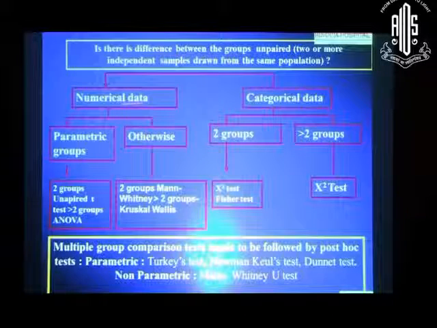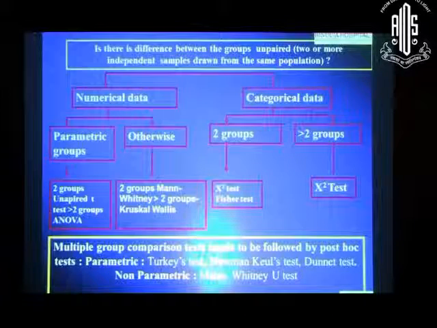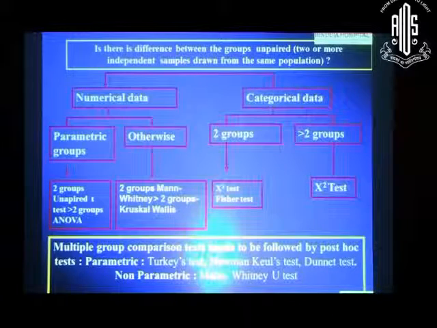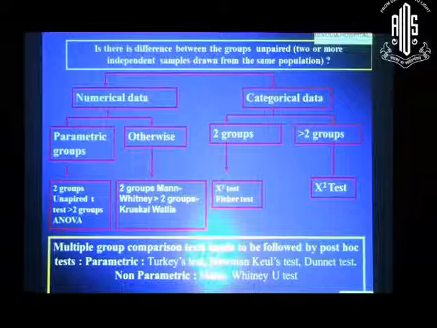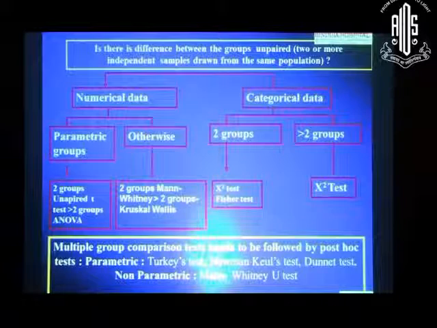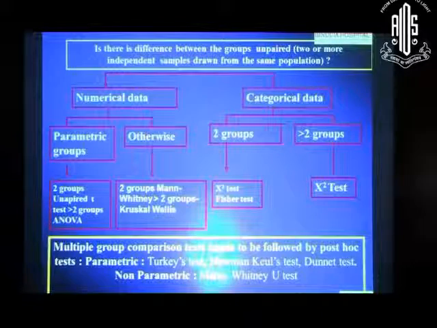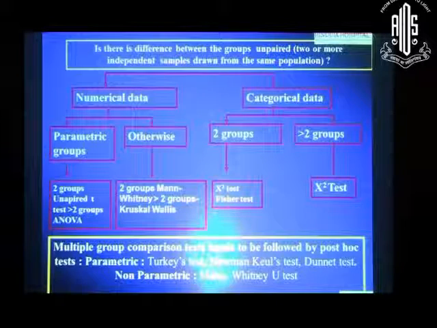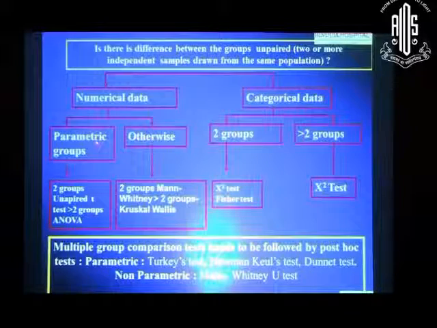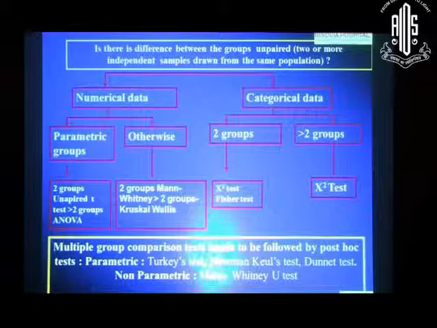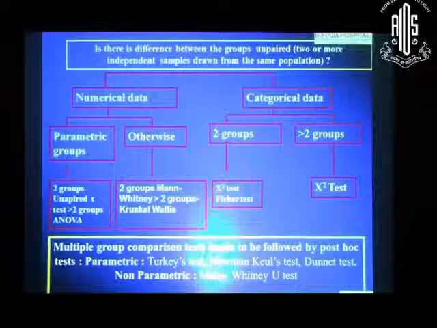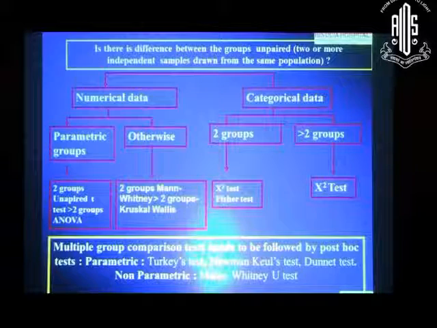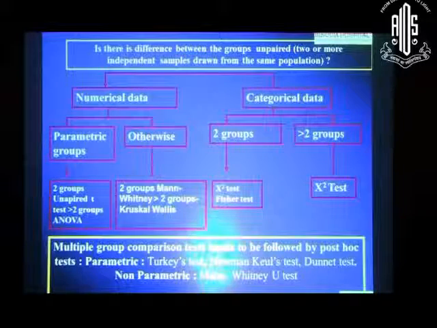Then what you should know is what type of data you have. I told you there are 2 types of data, numerical or categorical. If you hear my long lectures, you will realize that, but I presume that everyone knows that. So if it is numerical data, and in numerical if it is parametric data, then you have to find out whether you are comparing two groups or more than two groups. If it is two groups, then the test is the unpaired t-test. If it is more than two groups, ANOVA.